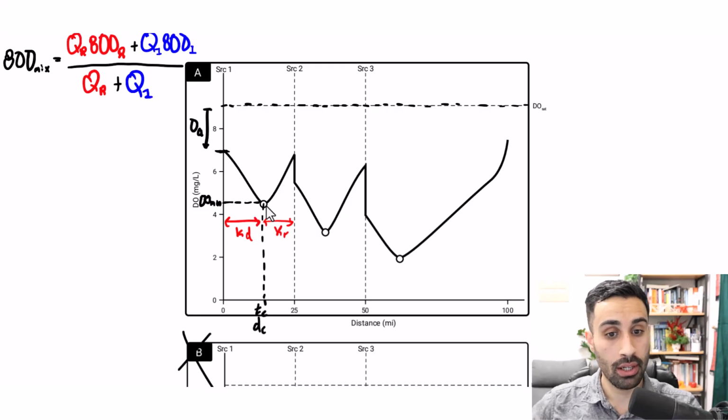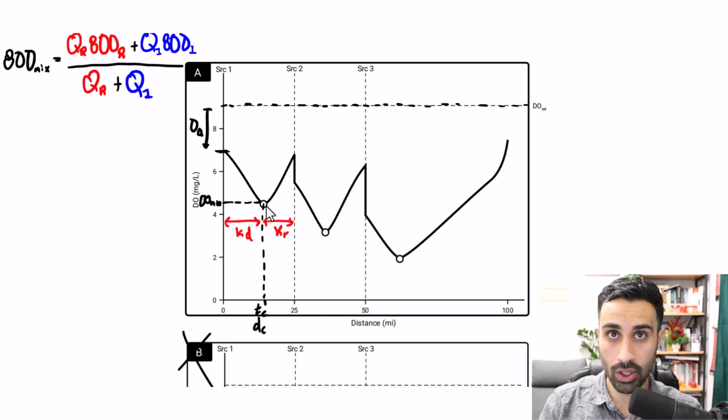So in summary, we have a curve that goes down, hits the minimum dissolved oxygen. At minimum is going to be the critical time. Formulas in the handbook under Streeter-Phelps. Critical distance, we can find the velocity will equal the distance over time.